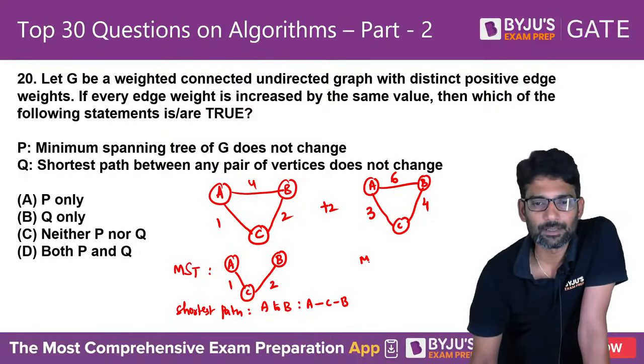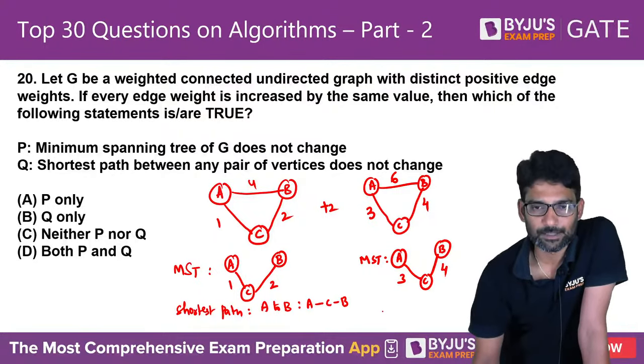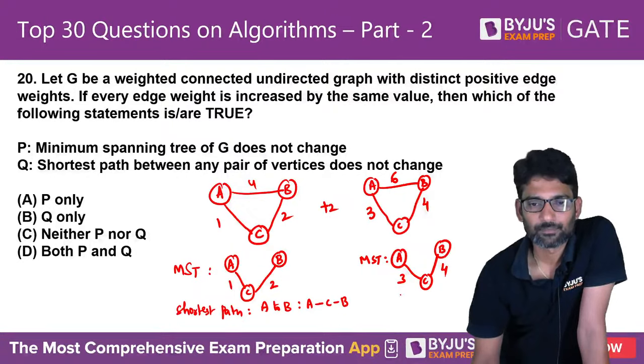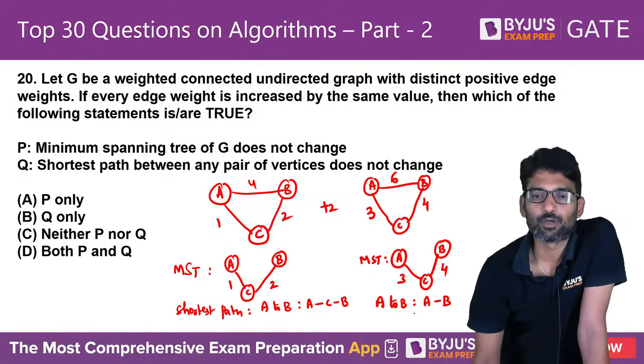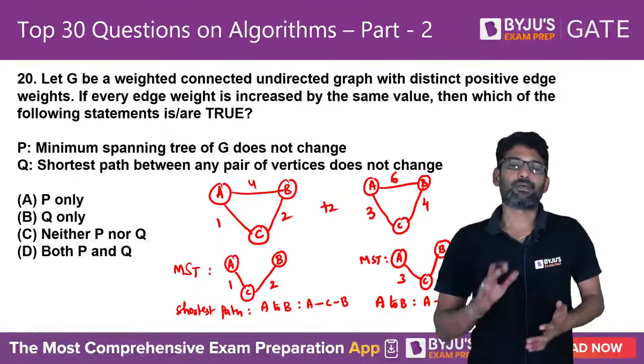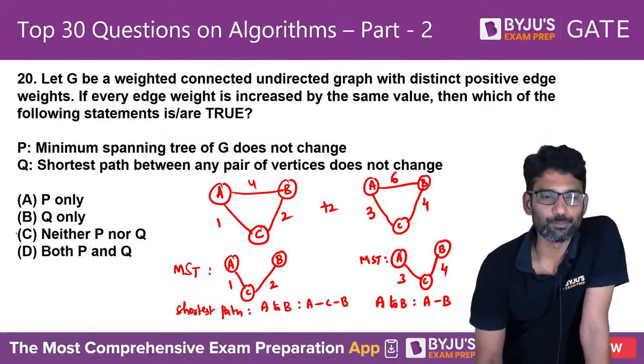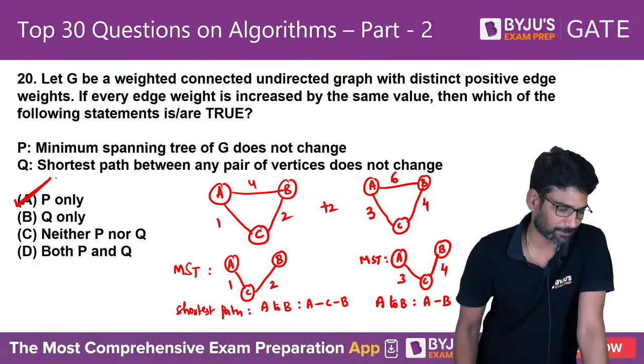Here, what is the minimum spanning tree? It remains the same. Whether you follow Prim's or Kruskal's, it remains the same. But here, if you look at the shortest path from A to B, it is A to B only, not A to C, C to B. So, the shortest path may change, but the minimum spanning tree does not change. So, P is true, Q is false. So P only.